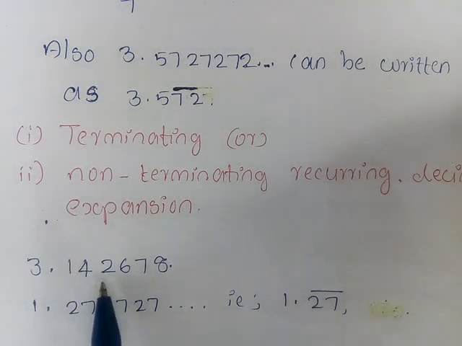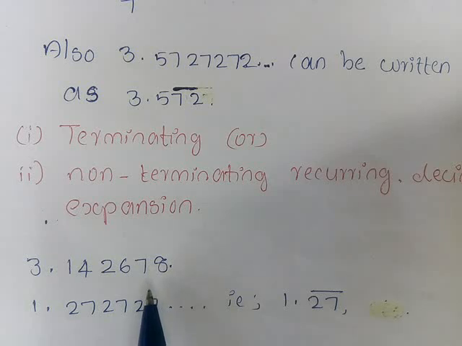Is 3.142678 a rational number? What about its decimal expansion?